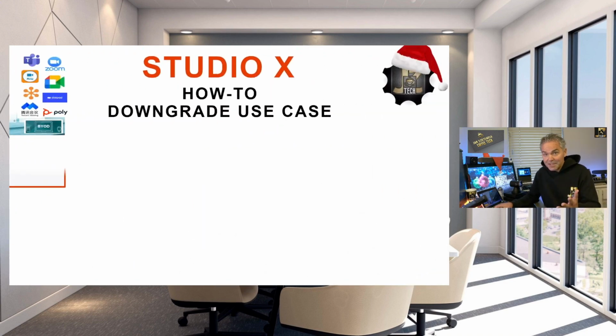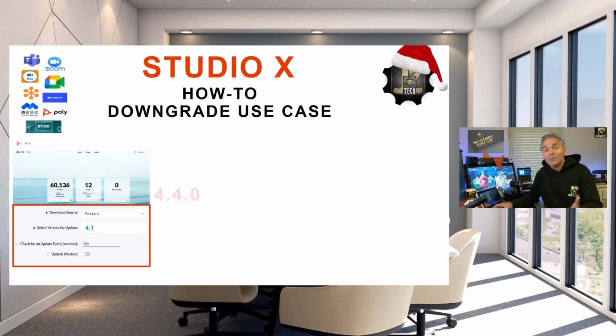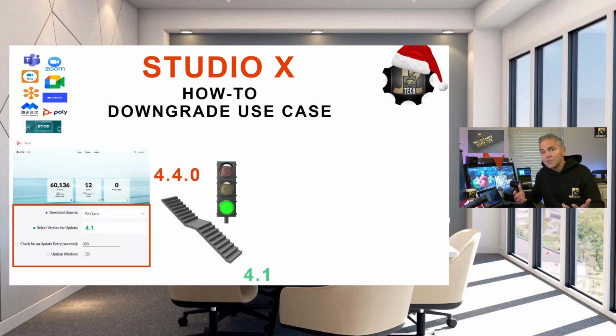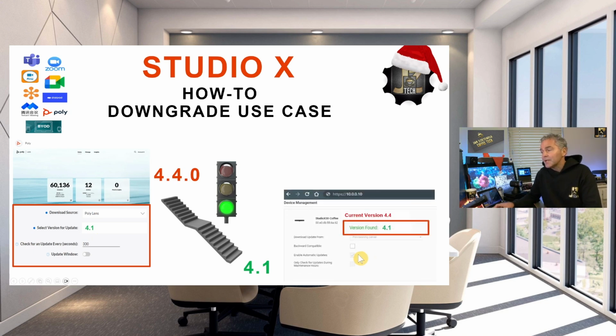Downgrade use case. So it could even be that when you're running into some sort of issues and you need to downgrade to a specific version, that is also possible. So if you are on 4.4 and you select, for example, 4.1 in PolyLens, you should be able to show it up in the Studio X web interface. So it should show up there as version found 4.1, and then you're able to downgrade to that version. So you can always test with all the versions if needed.